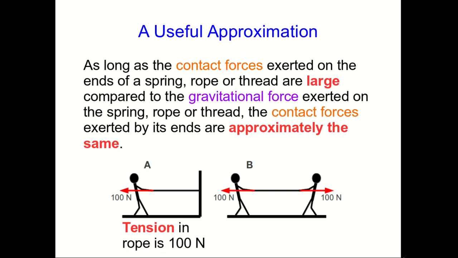Similarly, if you pull on one end of a rope with a 100 Newton force and your friend is pulling on the other end, then the force your friend must be exerting is 100 newtons, because the tension in the rope is 100 newtons and the forces exerted at the ends have to be the same.